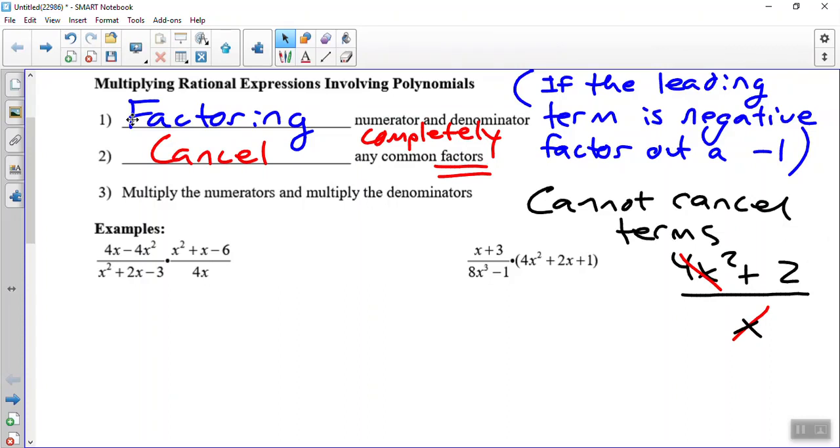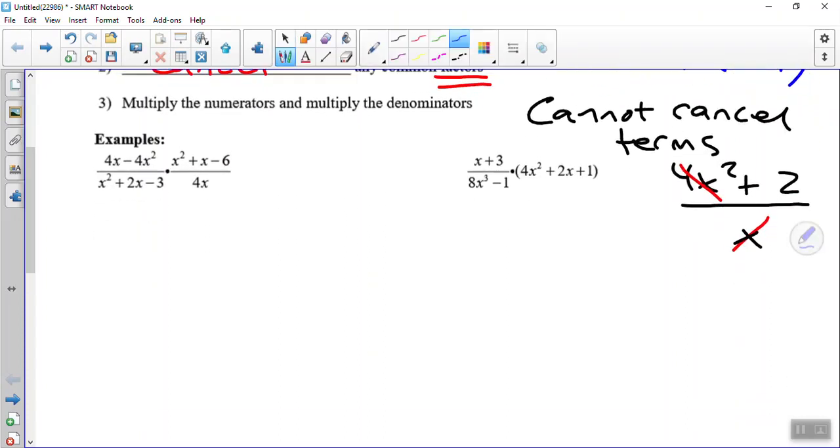All right, so let's look at these first examples. By leading term, this negative 4x squared is a leading term because it's the term with the highest degree in that expression. So we can factor out a negative 1 in addition to the 4x. So I'm going to factor out a negative 4x, and I'm going to change the order. That leading term is now first. If I factor out a negative 4x from negative 4x squared, I'm left with x. If I factor out a negative 4x from positive 4x, I get a negative 1. So that's that top left part.